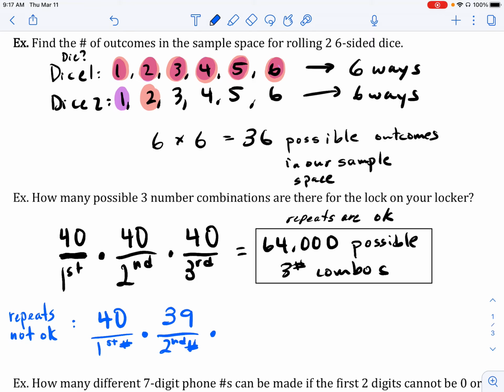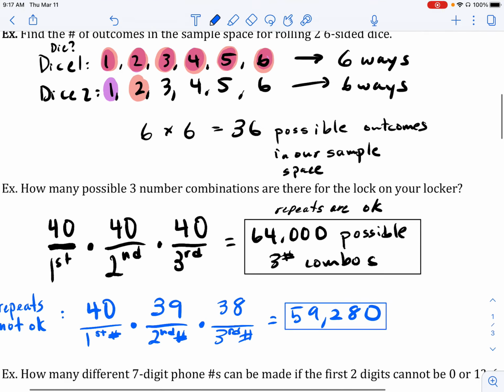And once that unique number is used, then that means now in the third number spot, you're going to have only 38 possibilities. So if we calculate those, we should have 59,280. Okay, so that's how many we have there in that spot.